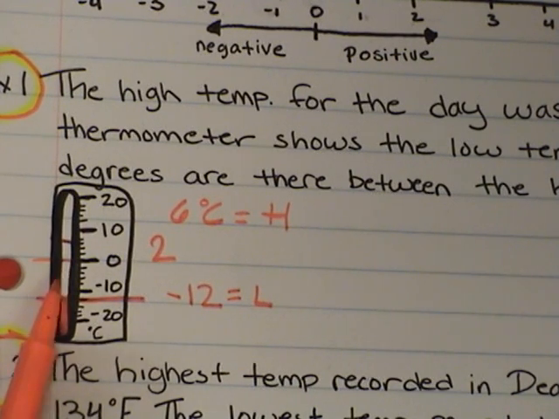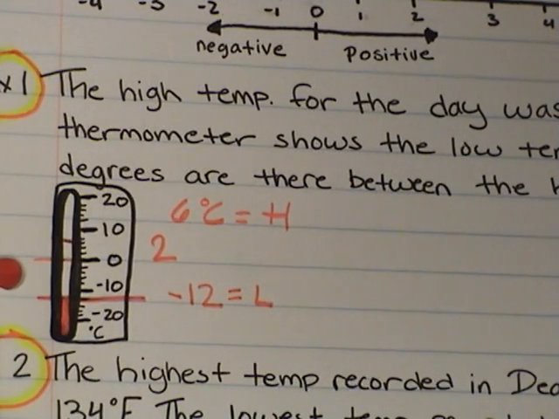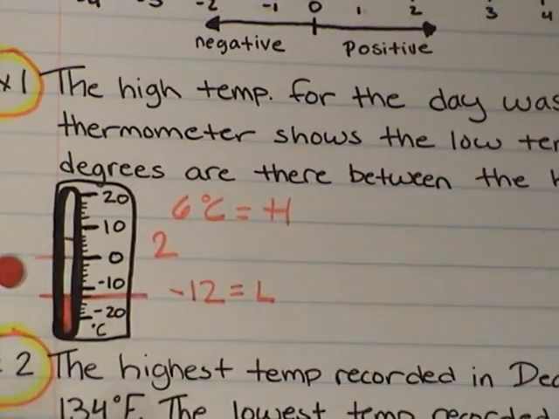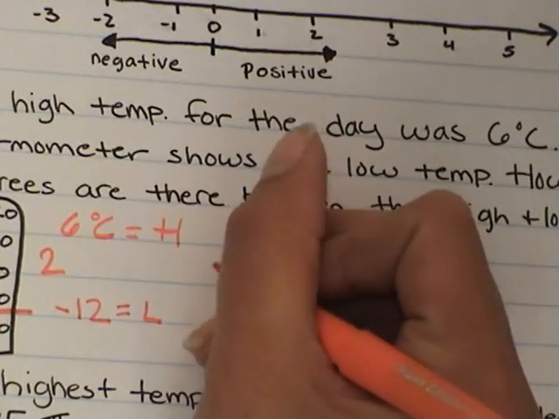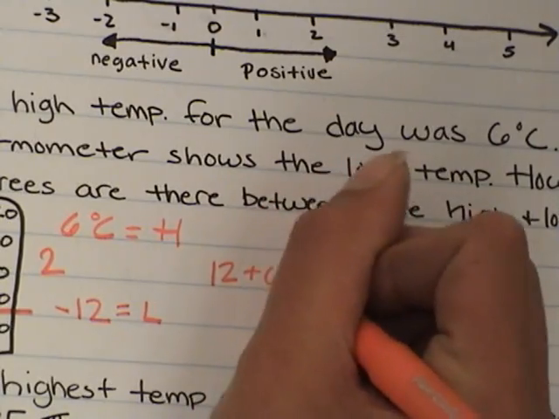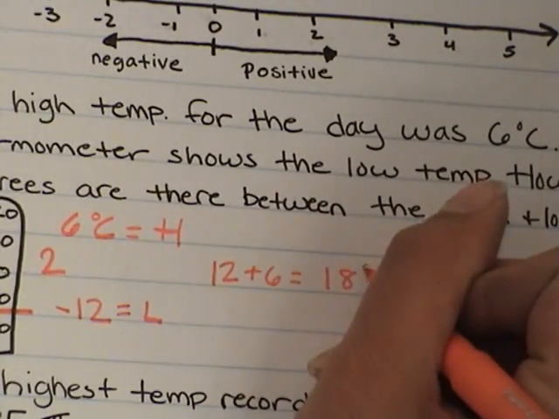Now, another easy way to do it is how many degrees is from -12 to 0? Okay, 12 degrees, even though we are at the negative. 12 degrees are from -12 to 0. And then how many degrees are from 0 to 6? Well, 6. So then I would add 12 plus 6 gives me 18 degrees.